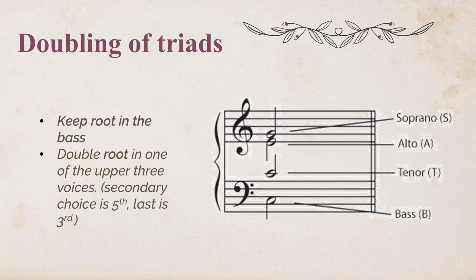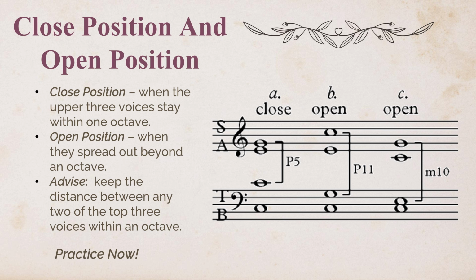It's less consonant with the root and it already defines the chord quality, so doubling it doesn't add much, unless you're aiming for a special effect. So in your early practice, just keep it simple. Put the root in the bass and double the root. Boom, 4 parts done. Next up, chord spacing.